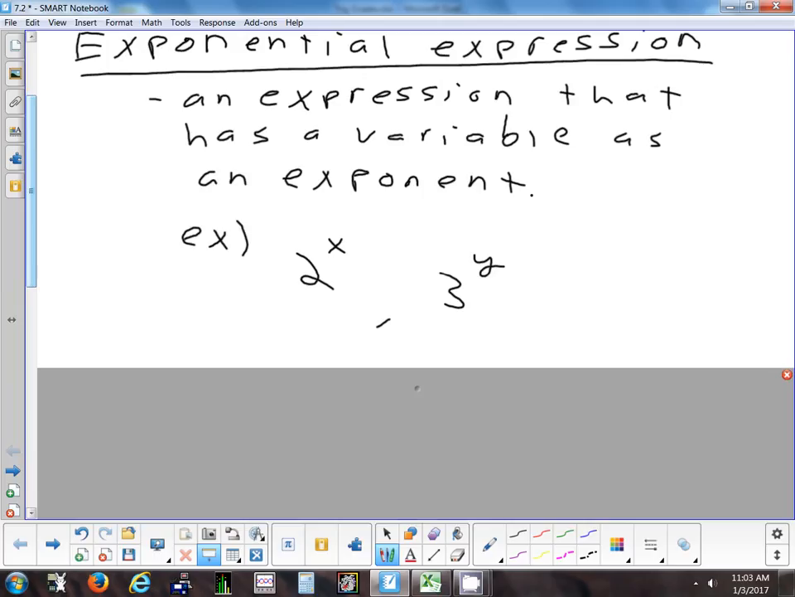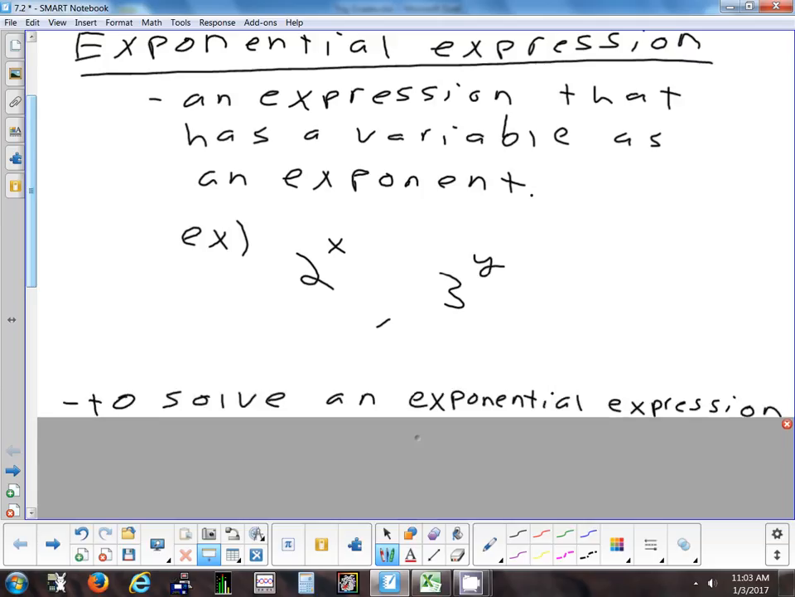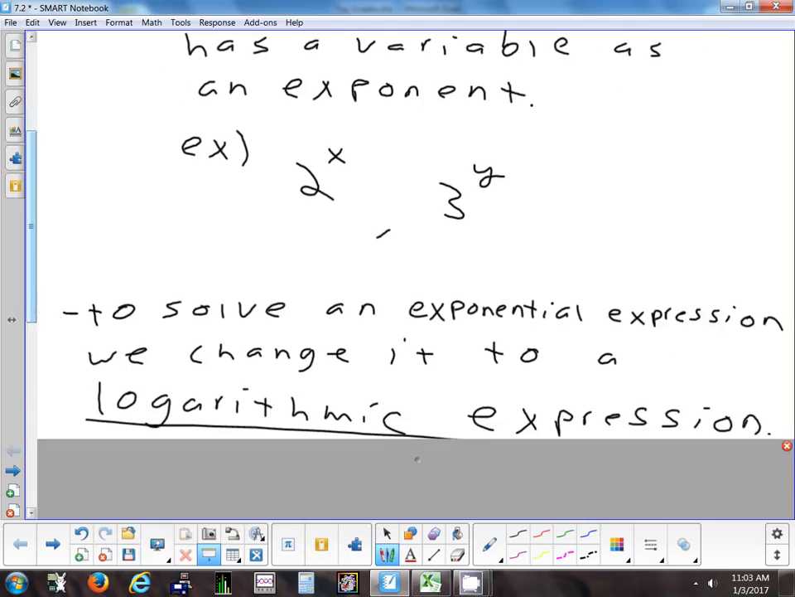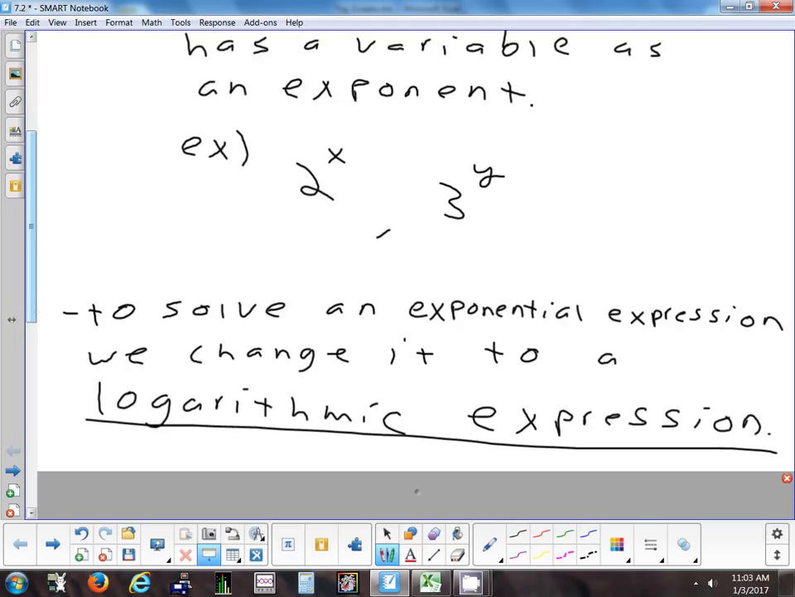So in algebra, we're not going to go into it as much here, but you may have learned that there's a connection between exponential expressions and logarithmic expressions. There's a way to change one into the other. And that's what I'm going to show you next. A lot of times, if you have an exponential expression you can't solve, you change it into a logarithmic expression, and vice versa. If you have a logarithmic expression you can't solve, a lot of times you change it back to an exponential expression.